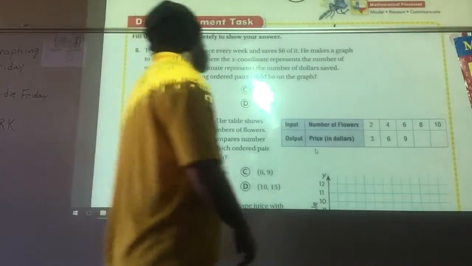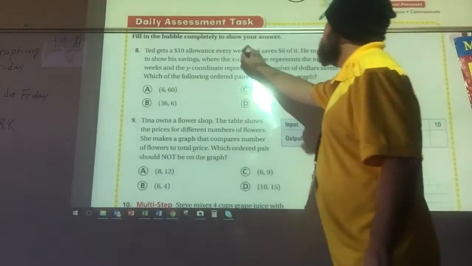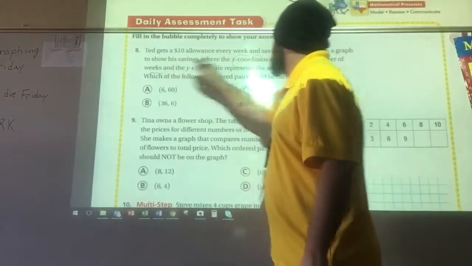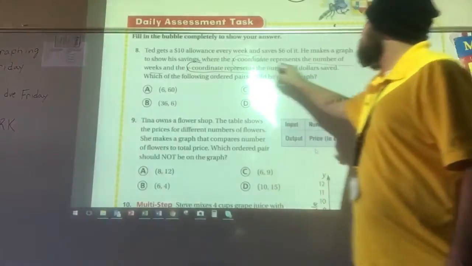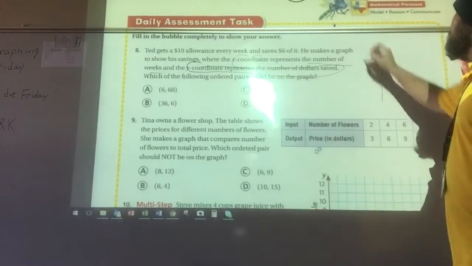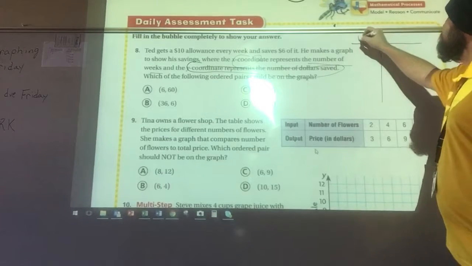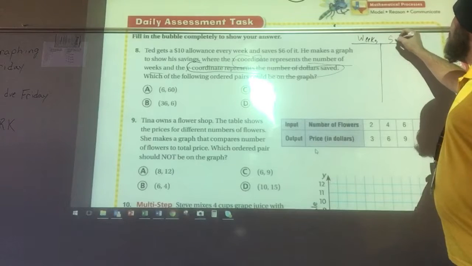Ted gets $10 allowance every week and saves $6 of it. He makes a graph to show his savings, where the x-coordinate represents the number of weeks. So the x-coordinate is the number of weeks, and the y-coordinate is the number of dollars saved.